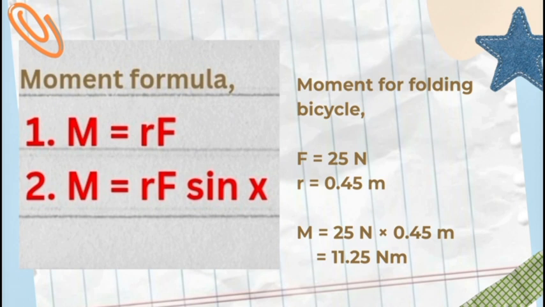So for example, I have written the moment for our folding bicycle. The force we apply is 25 Newton and the distance from the pivot is 0.45 meter. Thus, we substitute in the equation M equal to RF. Thus, we know that our moment for the folding bicycle is 11.25 Newton meter.